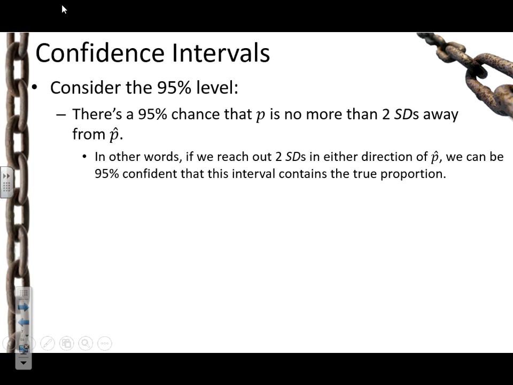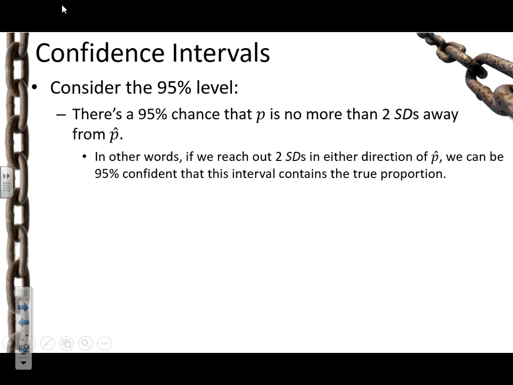Okay? In other words, reaching 2 standard deviations in either direction, we can be 95% confident that the interval contains the true proportion. So on the last slide, we knew the population proportion, so we knew if we went 1 standard deviation above and below, we were at 68% of all observations falling within there, and so on. But this time, we don't know what the true value is. The only thing we do know is where we happen to fall. We know what our sample proportion is.